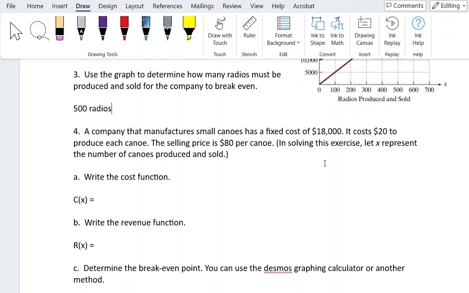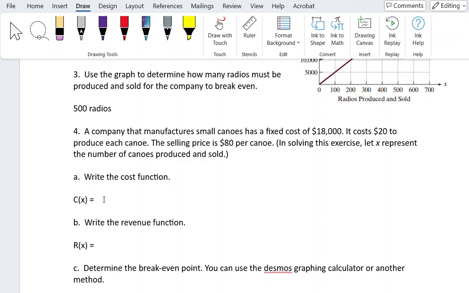Now we have another example with canoes. A company that manufactures small canoes has a fixed cost of $18,000. It costs $20 to produce each canoe. The selling price is $80 per canoe. And we want to let x represent the number of canoes produced and sold.